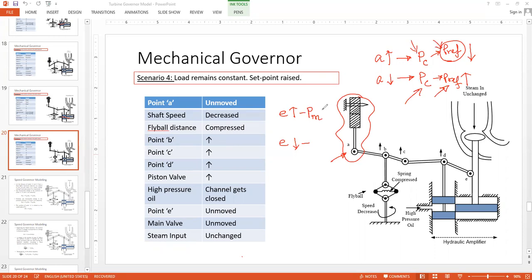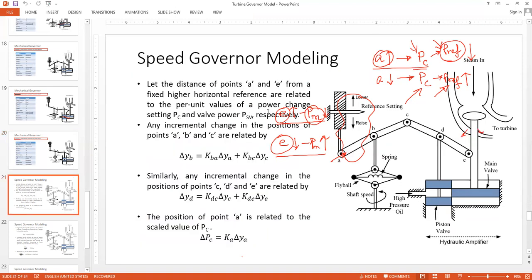Decreasing. Yes, PM is getting decreased because this channel is getting closed. And if E goes down, this channel is getting wider, so PM goes up. So we can have a close relation between point E with PM and point A with the reference power. That is actually being said in the first few lines here.